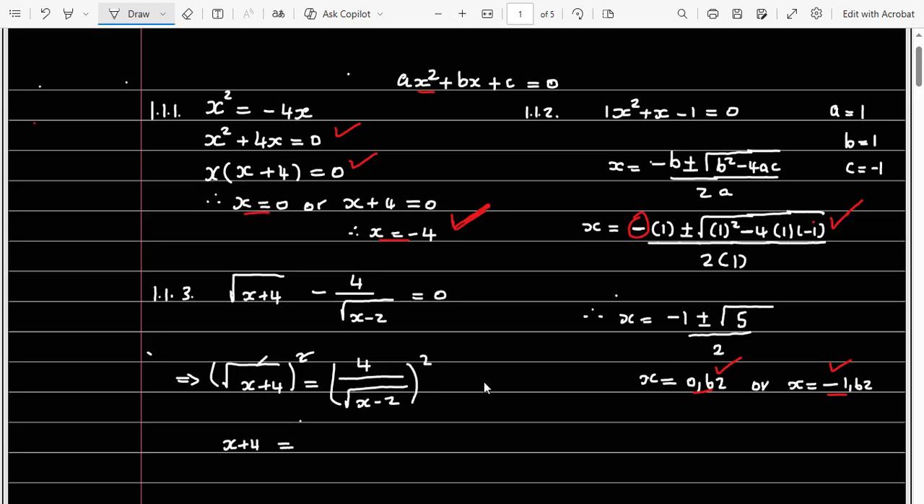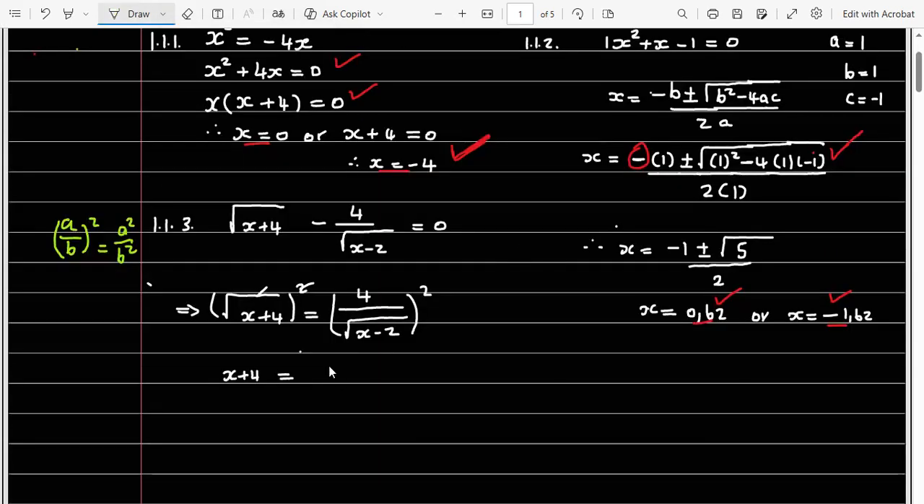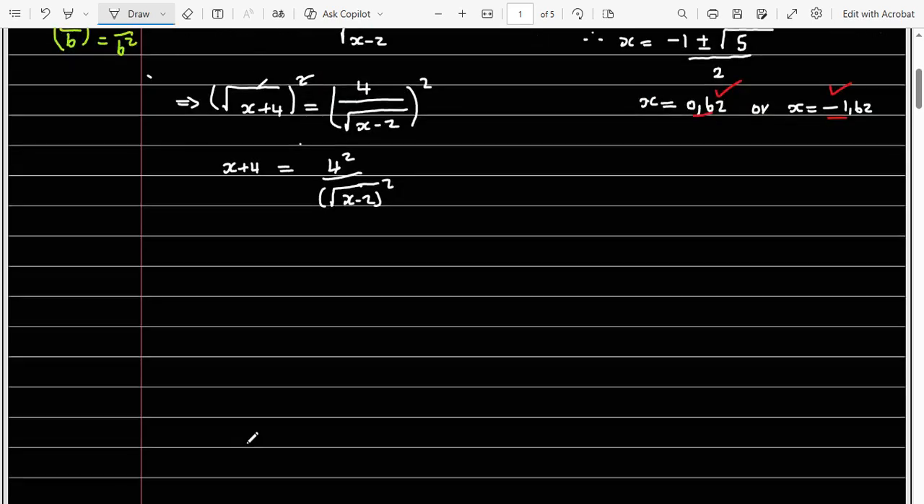And on the other side, if you still remember, if I have A over B, and this is squared, the answer to that should be A squared over B squared. That's what we need to apply on that. So we're going to square both the bottom and the top. So this will be 4 squared over the root of x minus 2, which is also squared. Then when I look at this, the square root does what?